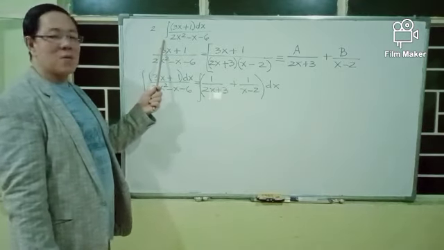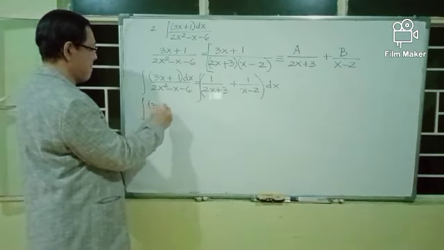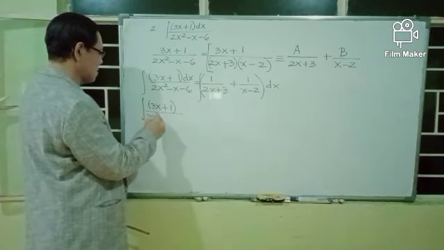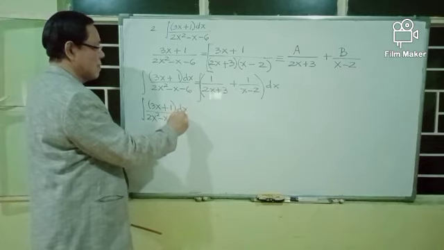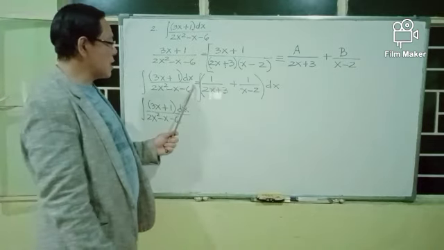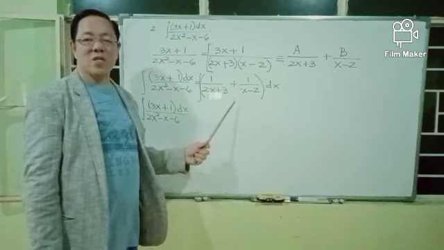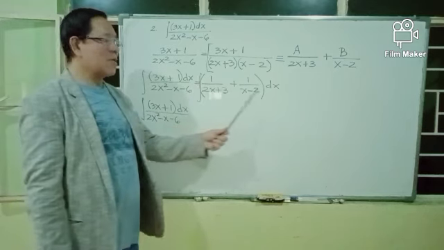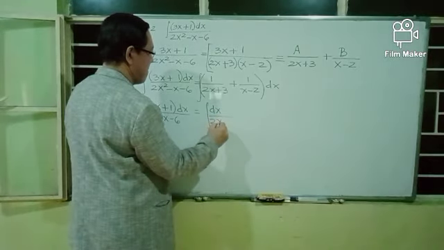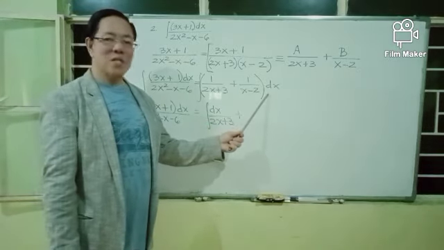Hence, the left hand side is now the given integral, integral of 3x plus 1 over 2x squared minus x minus 6 with respect to x, is equal to, we apply one of the integration rules, the integral of a sum is equal to the sum of the integrals. Hence, the integral of the sum of these partial fractions is equal to the integral of 1 over 2x plus 3 with respect to x, plus the integral of 1 over x minus 2 with respect to x.